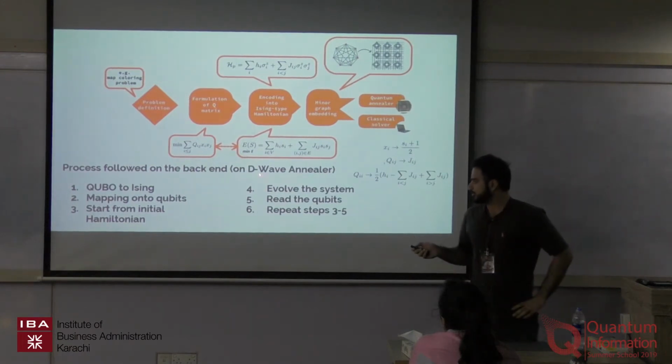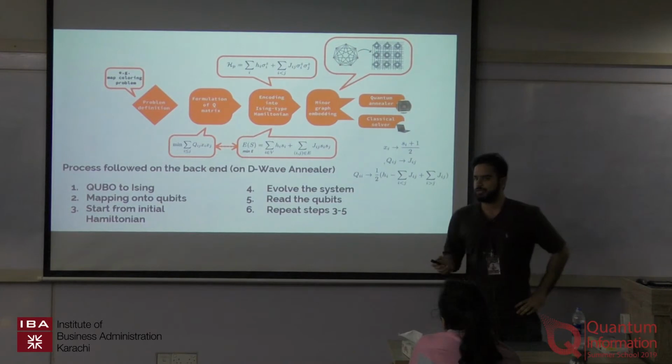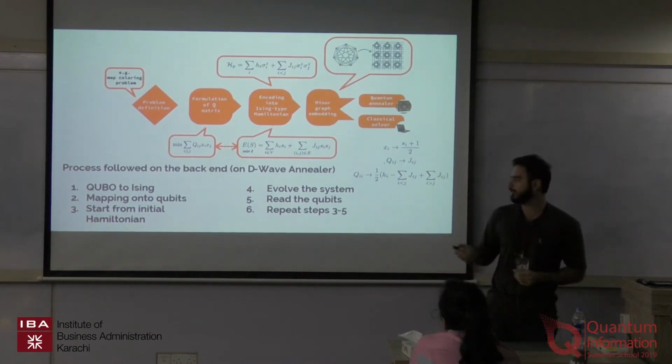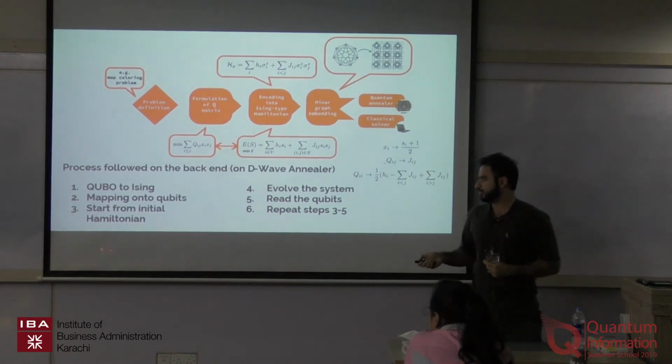But there's always some element of error and uncertainty, since there is not 100% probability for each qubit to be in its respective required state. So you have to repeat steps 3 to 5 several times, and then you take the readings which represent the lowest minimum.